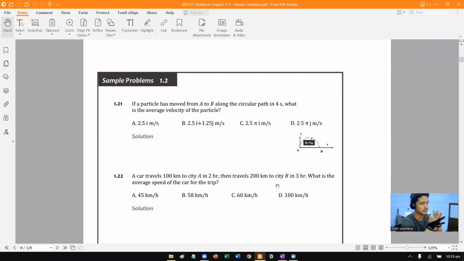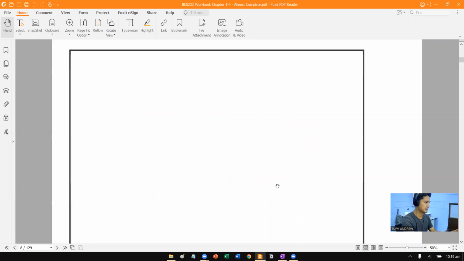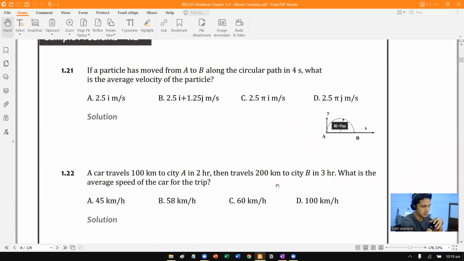Example 1.21. This is an important thing in concept. Problem number 1: if a particle has moved from A to B, as shown in the figure, along the circular path in 4 seconds, what is the average velocity of the particle? Remember, the question is average velocity. It is an approximation, this is not exact. All you have to do is to connect the 2 points.